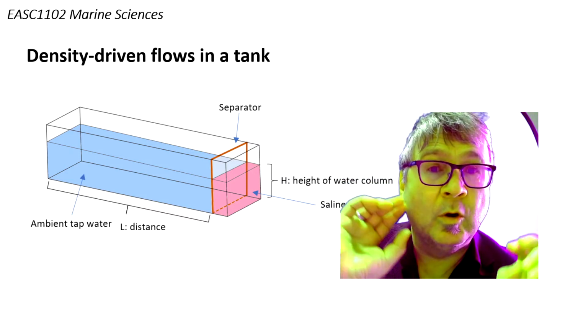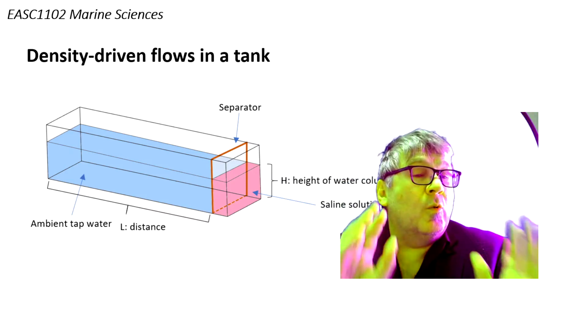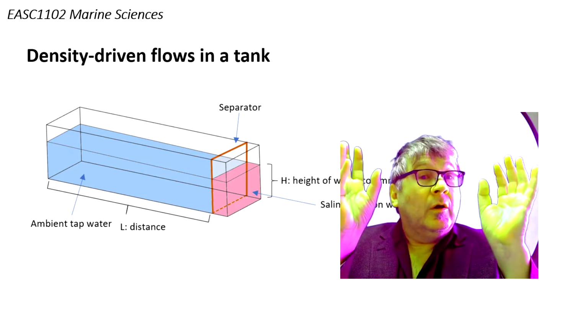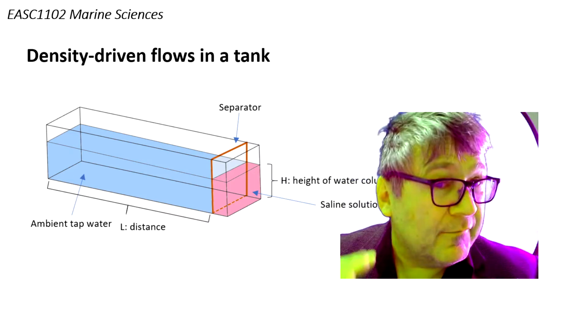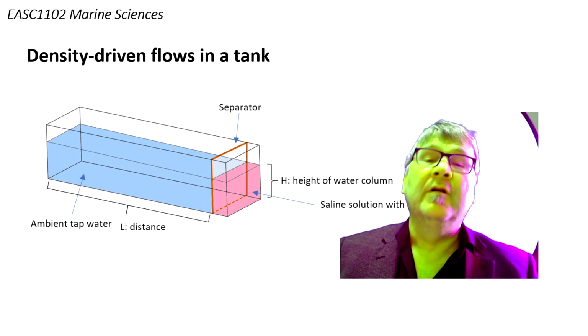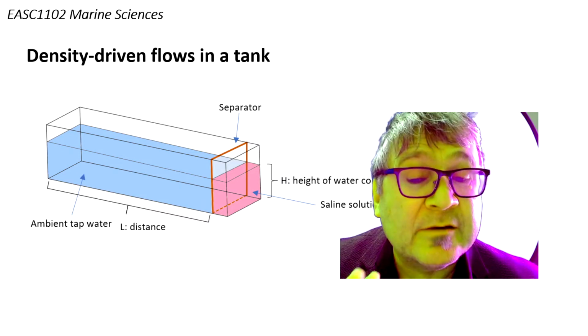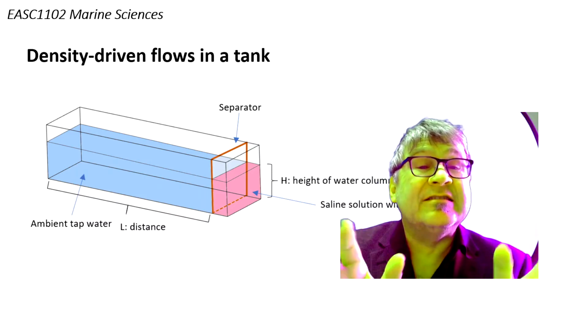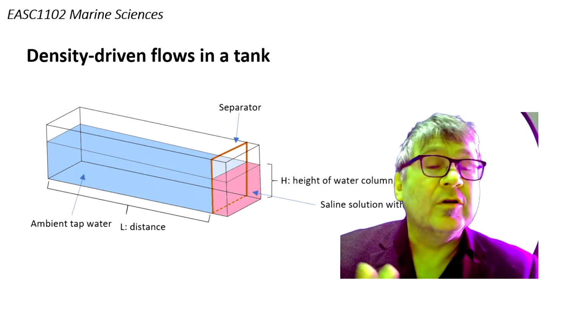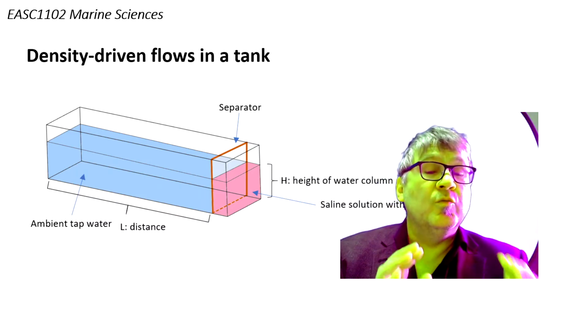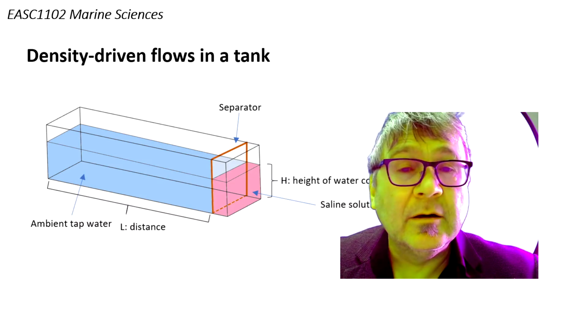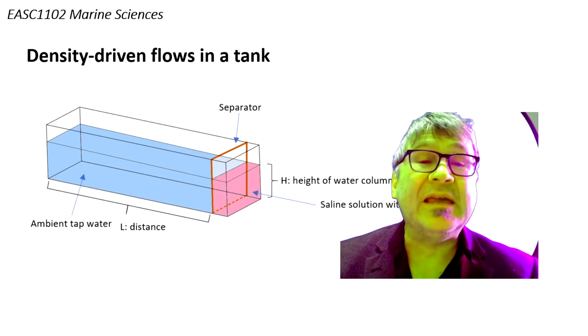And what you do in that experiment is you work out the speed of these flows. Again, very similar to the first experiment, the dam break experiment, but here it's a density-driven flow. How long does it take for the flow to move across the tank? What is the speed of this flow?